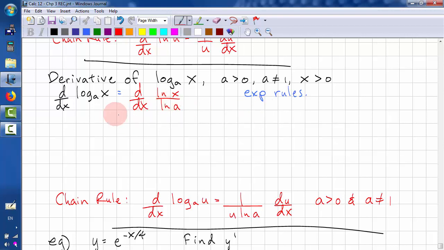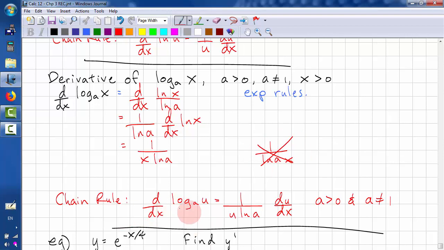This is a constant, so we can pull it out, 1 over ln a. And now we're doing d dx of ln x. And we've already done that. That's just 1 over x. And then we're adding ln a. Again, it's customary to put ln a after x, because if you do 1 over ln a x, it looks like you're multiplying the two together, which is not what you want.